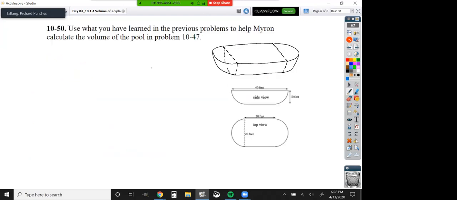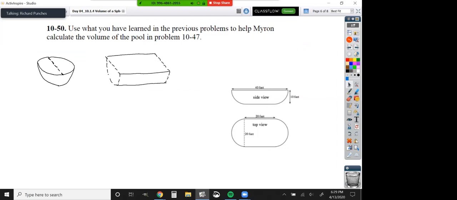Now let's go do the problem we had at the beginning. Use what you've learned in the previous problem to help Myron calculate the volume of the pool. So we know from the previous problem that if we take this piece and this piece, this piece right here, and we put them together, that we're going to get half of a sphere along with half of a cylinder. If we can get the volume of those two pieces based on these dimensions, then we can tell the total volume of the pool. So let's go do each piece here.